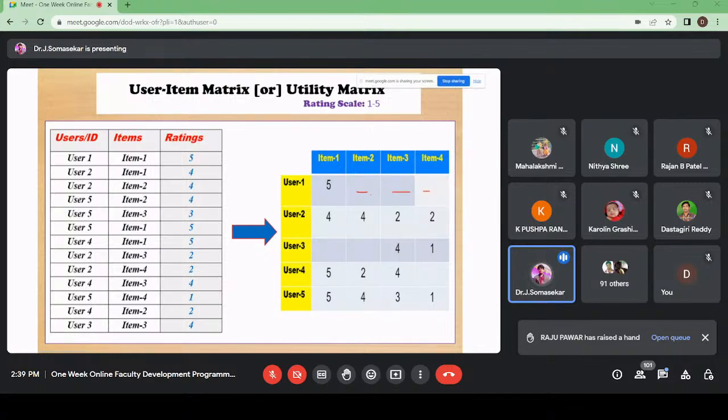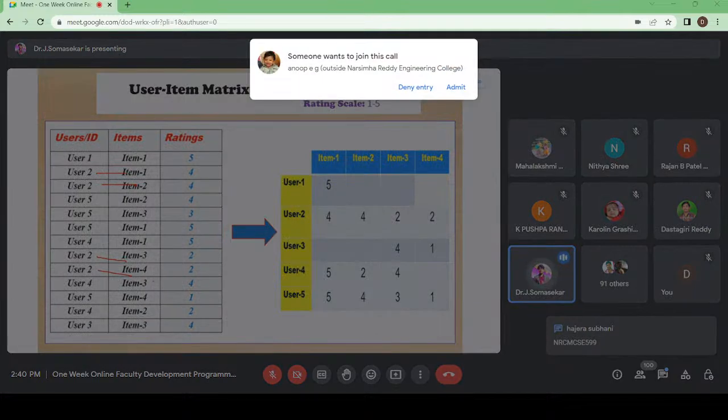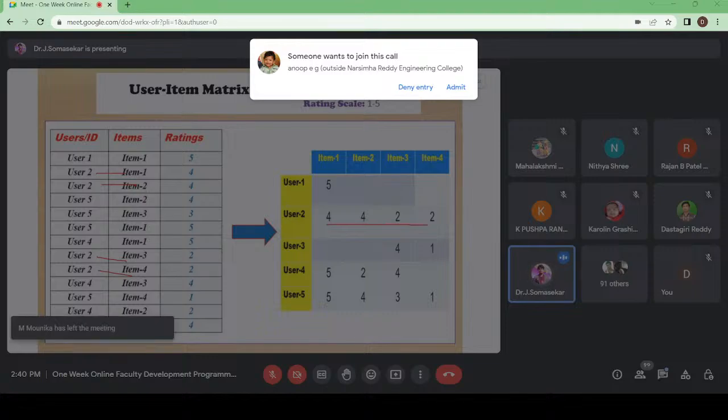Of course, we have to go for prediction. Based on that only, we will look for what items we are going to recommend to the users. And user 2 to item 1 is 4, and item 2, item 3, item 4, all the item ratings are given by user 2. That's why all the ratings are available. Similarly, we can go ahead with the other users.